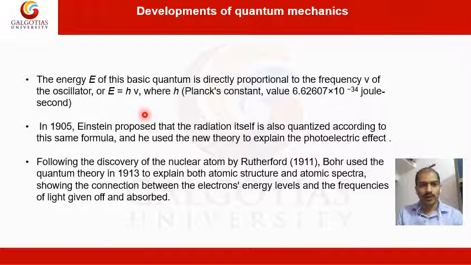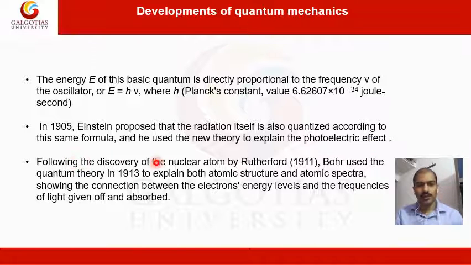If you see the development of quantum mechanics, it generally started at the beginning of the 20th century, and Einstein in 1905 proposed that radiation is itself also quantized according to the same formula, and he used the new theory to explain the photoelectric effect. So, on the basis of similar quantum concepts, Einstein explained the effect generally observed in the case of photoelectric emission, which is called the photoelectric effect.